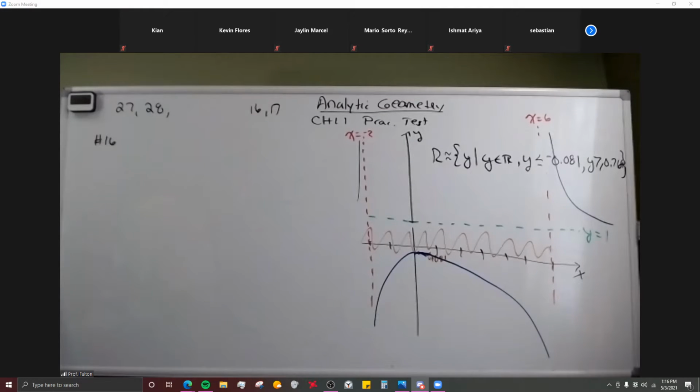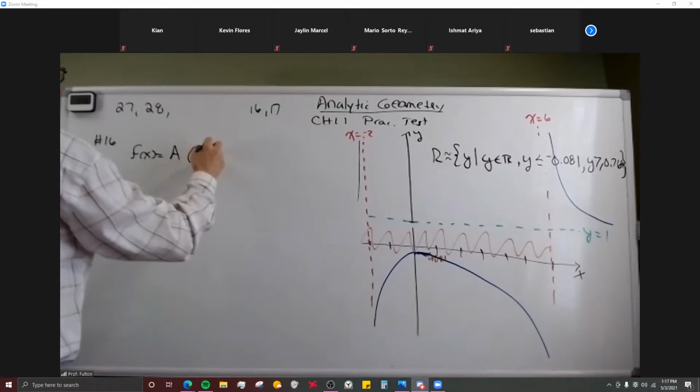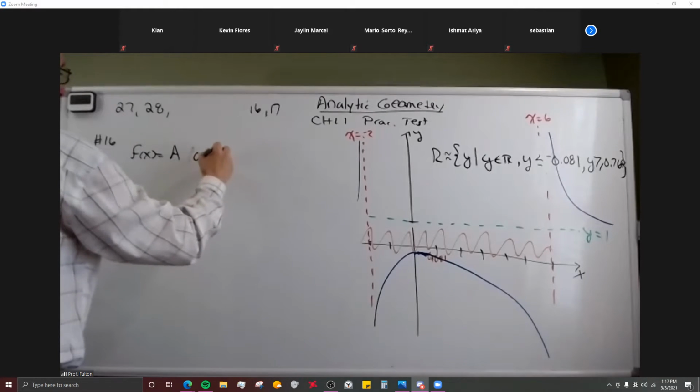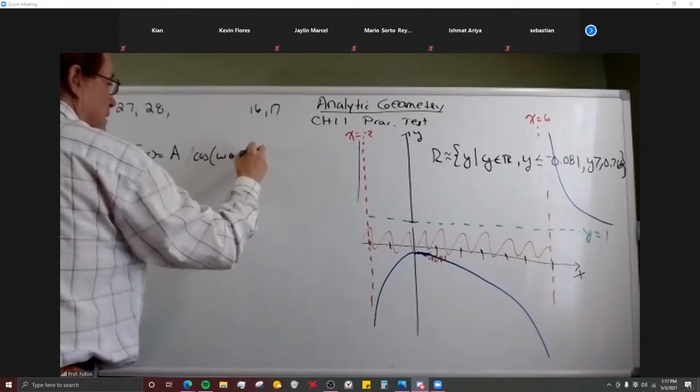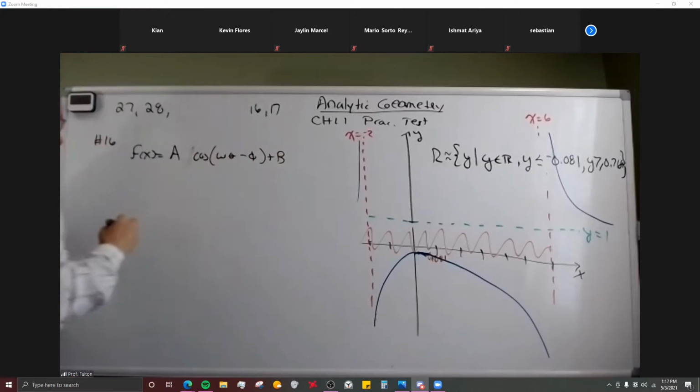So here we're given a graph. Let me see if I can pull that up, or we could argue from the graph what's going on. And then let's put up what it is. It's a trig function. So we have my f of x. We're trying to fit it to this: A cosine of omega times theta minus phi plus b. So what are we looking for? We want to find A, omega, phi, and b. That's what we're looking for, to fill in those missing parameters.